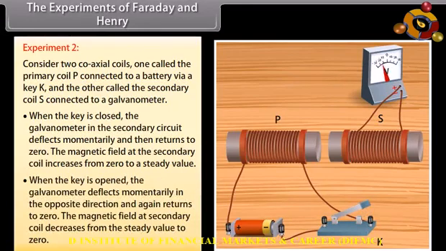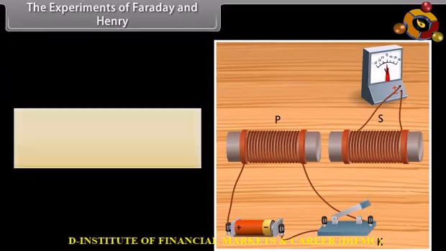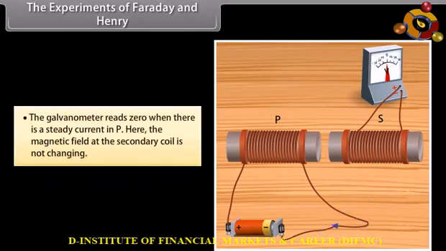When the key is opened, the galvanometer deflects momentarily in the opposite direction and again returns to 0. The magnetic field at the secondary coil decreases from the steady value to 0. The galvanometer reaches 0 when there is a steady current in P. Here the magnetic field at the secondary coil is not changing.